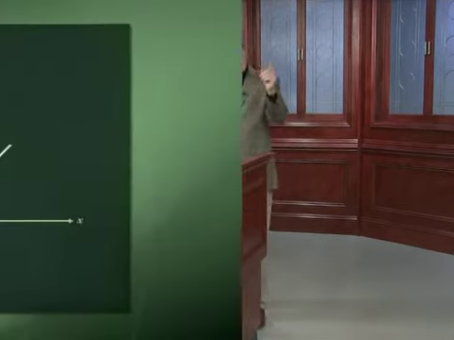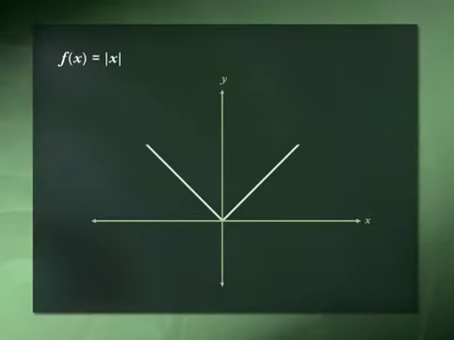The key example here to carry around with you is the absolute value function, that V-shaped curve. It does not have a derivative at x equals 0 because there's a sharp point there. Being differentiable, having a derivative, means geometrically that you're smooth at that point and don't have a sharp corner or what we like to call a cusp.